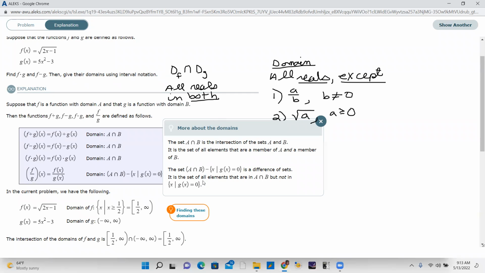This is the difference of sets. It's the set of all of the elements that are in the intersection, but then they're not the ones that make the bottom zero. So you remove those. You restrict that whole set by removing these.